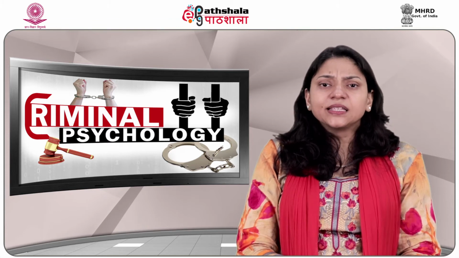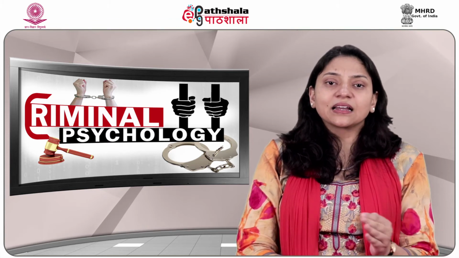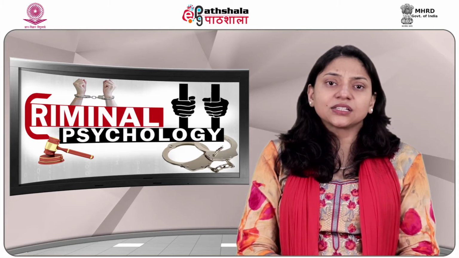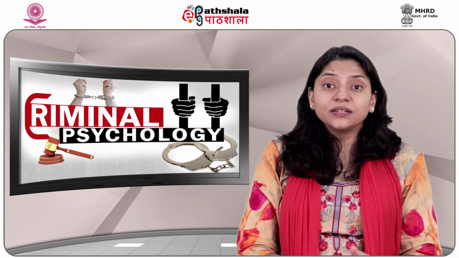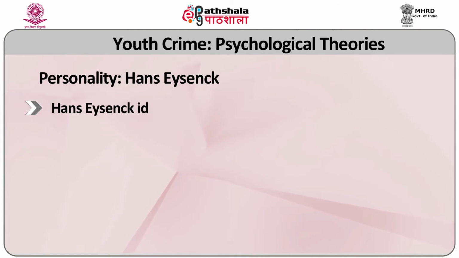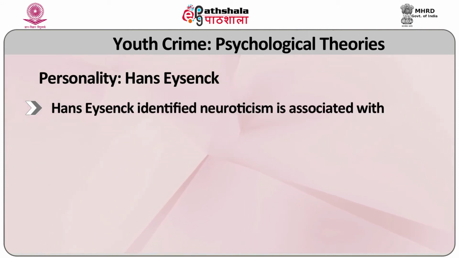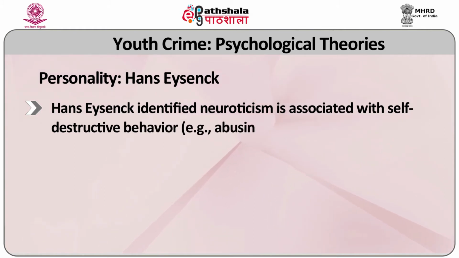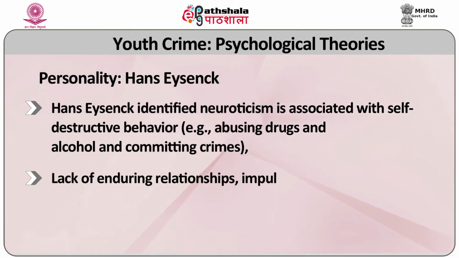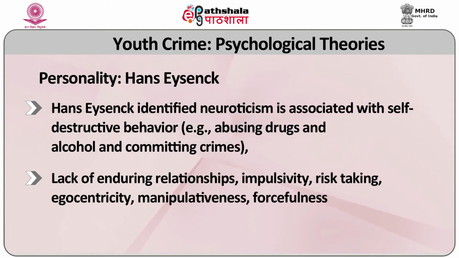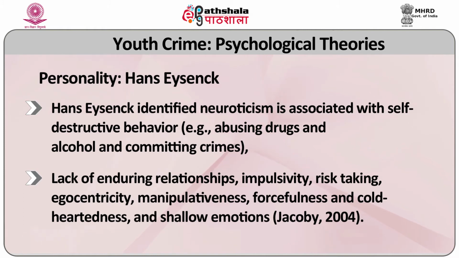Now, personality. Examination of the relationship between personality and crime has often yielded inconsistent results. There were direct links found between personality traits of hostility, impulsivity and narcissism, and delinquent and criminal behavior. Hans Eysenck identified neuroticism as associated with self-destructive behavior, that is, abusing drugs and alcohol and committing crimes. Other traits include lack of enduring relationships, impulsivity, risk-taking, egocentricity, manipulativeness, forcefulness, cold-heartedness and shallow emotions. This was found by Jacobi in 2004.